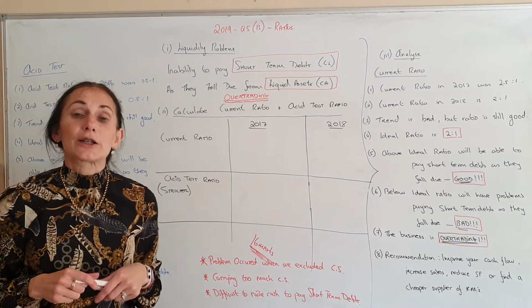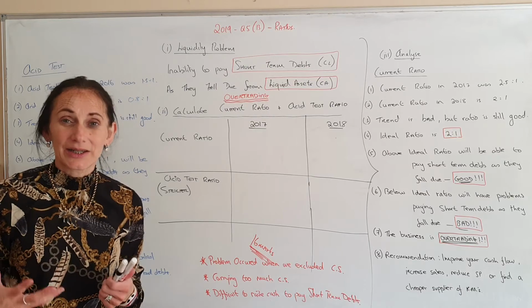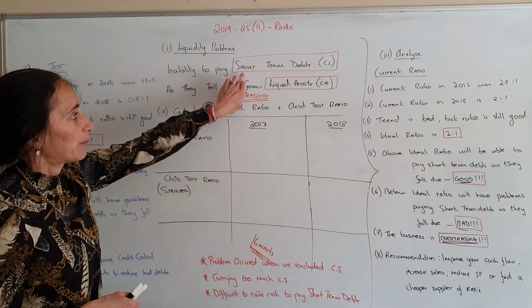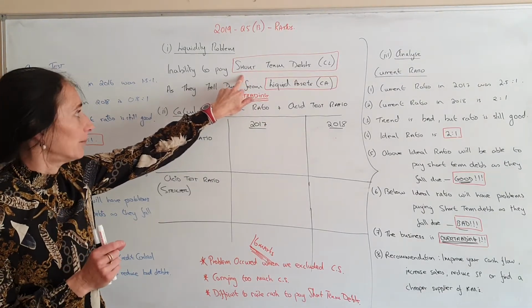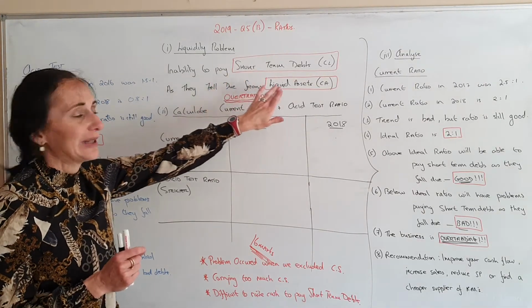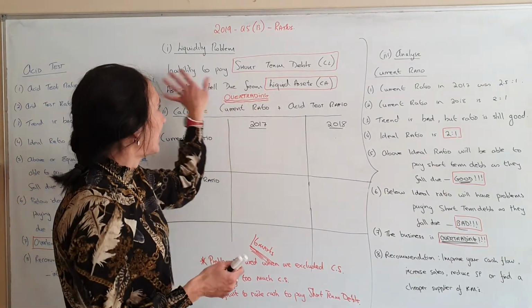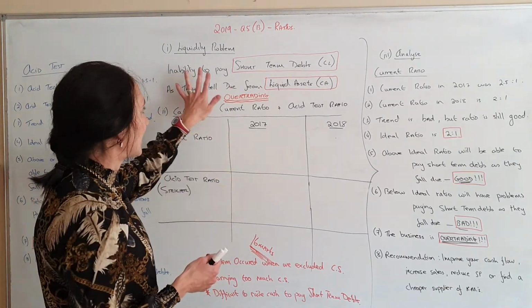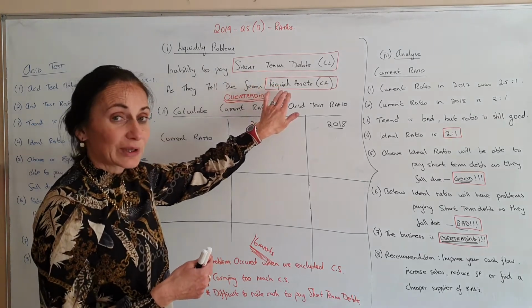Now, liquidity is all about your ability to pay your short-term debts, your debts on a daily basis. So if you have a liquidity problem, you have a problem paying your short-term debts as they fall due from liquid assets, things that you should be able to get cash from quickly. That particular sentence has to be learned off by heart. So it's an inability to pay your short-term debts as they fall due from your liquid assets.